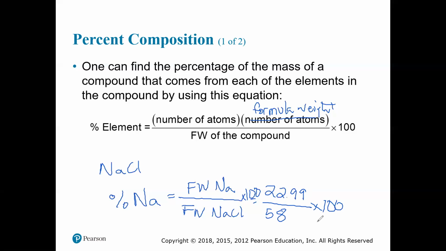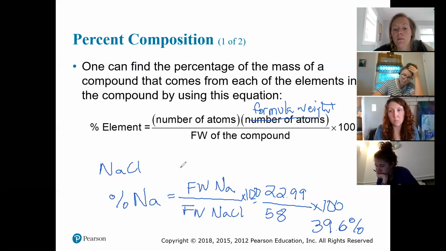So it's roughly 39.6%. By mass, sodium makes up about 39.6% of the whole molecule. Which makes sense because if you look at the sodium atom, it's smaller and lighter than the chlorine atom. Chlorine has a mass of 35.